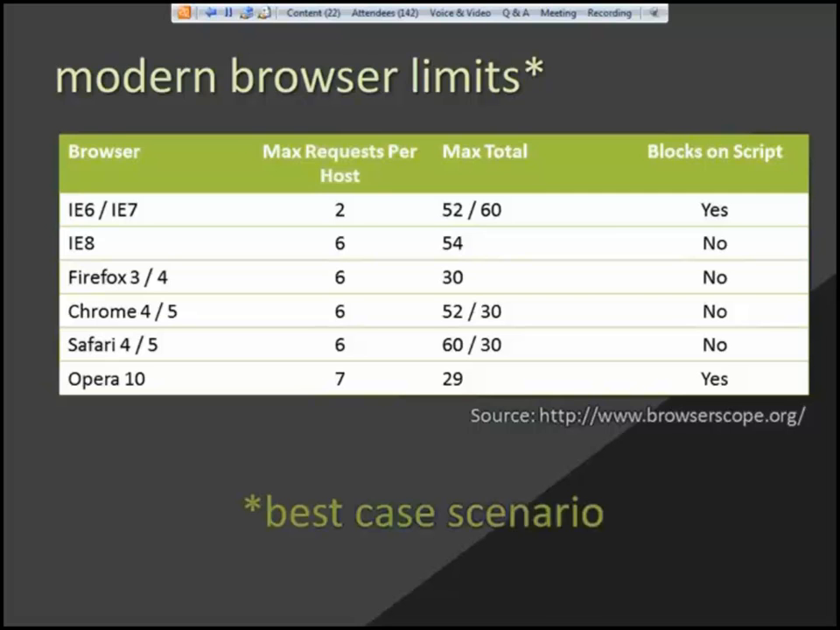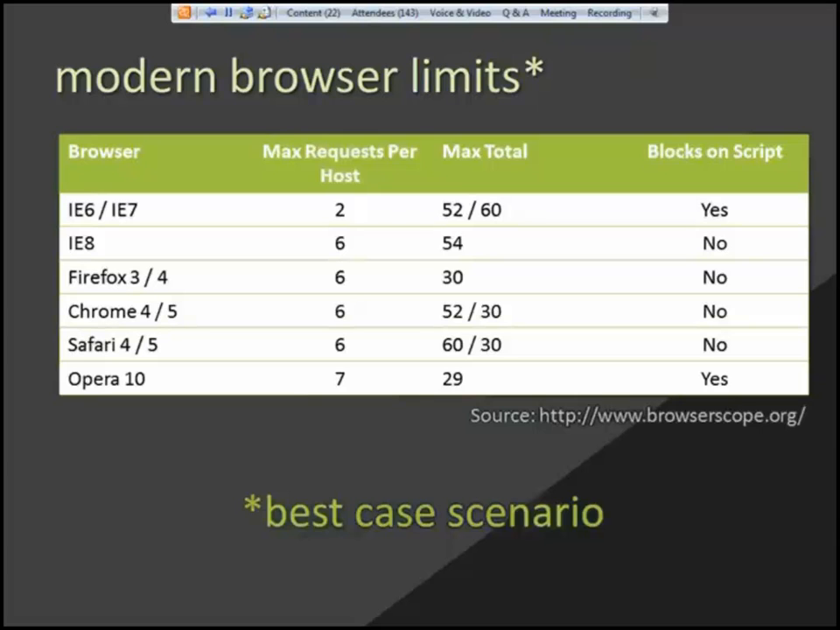Still, this chart represents a best-case scenario. And why do I say best-case scenario? Because if you're in an environment, let's say, behind a proxy, or if you're on a slow connection speed, this chart could look very different. IE8, for instance, will automatically throttle the max requests per host down to 2 if it detects you're on a dial-up connection. And proxies will often end up throttling requests because all requests end up looking like they're coming from the same place to the server.